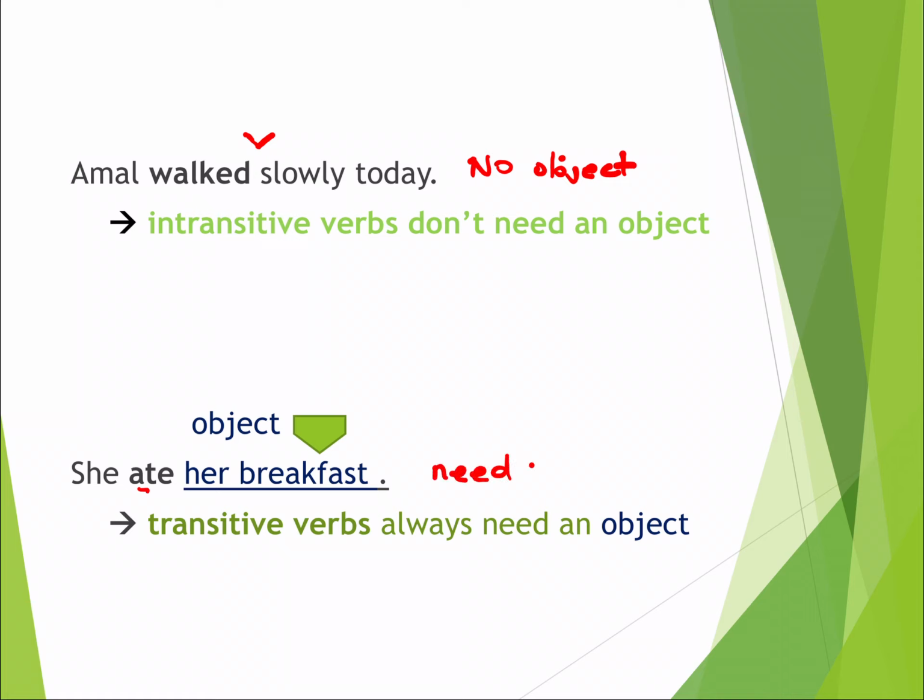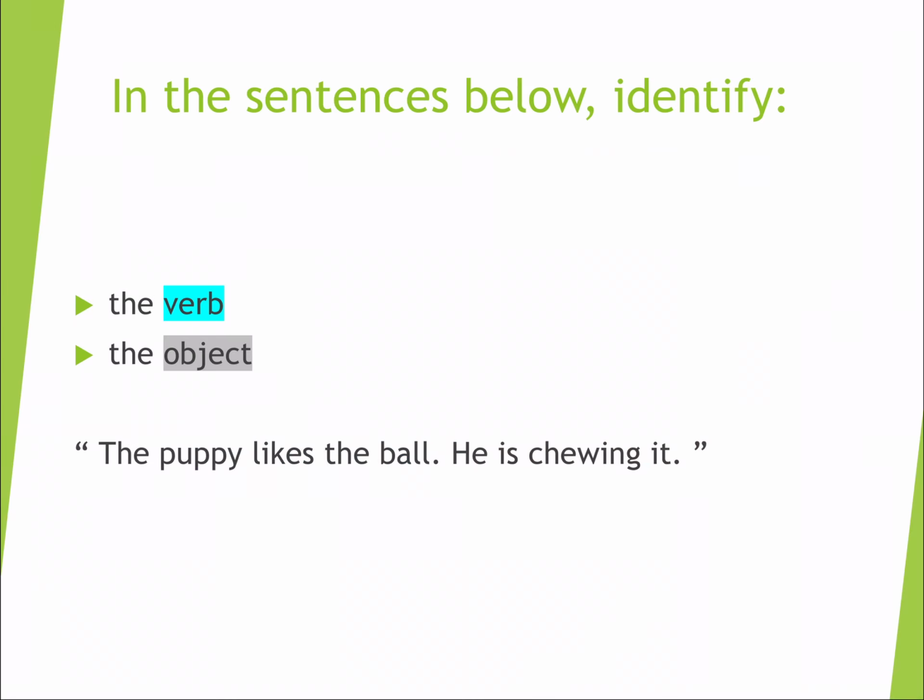So again, some verbs need an object. We call these verbs transitive verbs. So again, you don't need to know the terminology, just be aware that some verbs need an object and some verbs don't. So when you're completing the exercise or you're writing your own sentences, it'll help for your sentence format. You'll learn a lot more about this in your writing class. So for now, in the sentences below, identify the verb and the object. Pause the video, come back when you're ready.